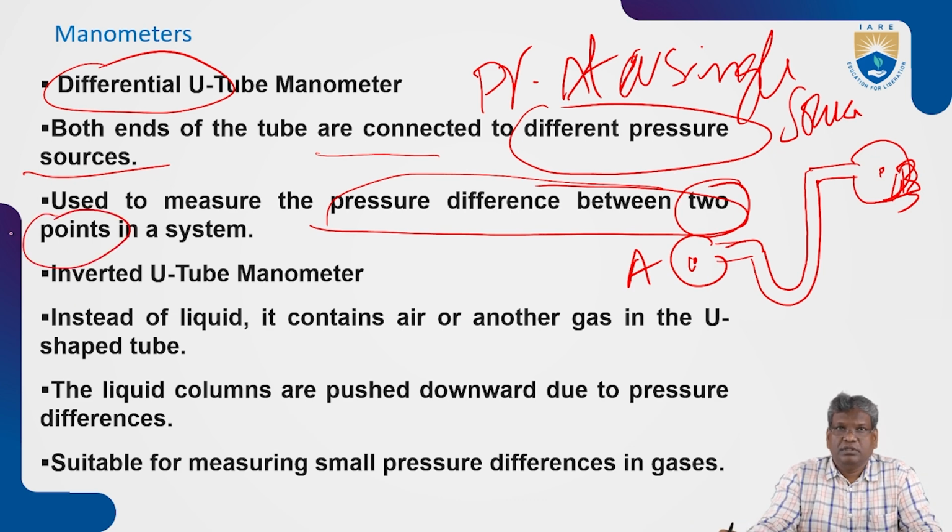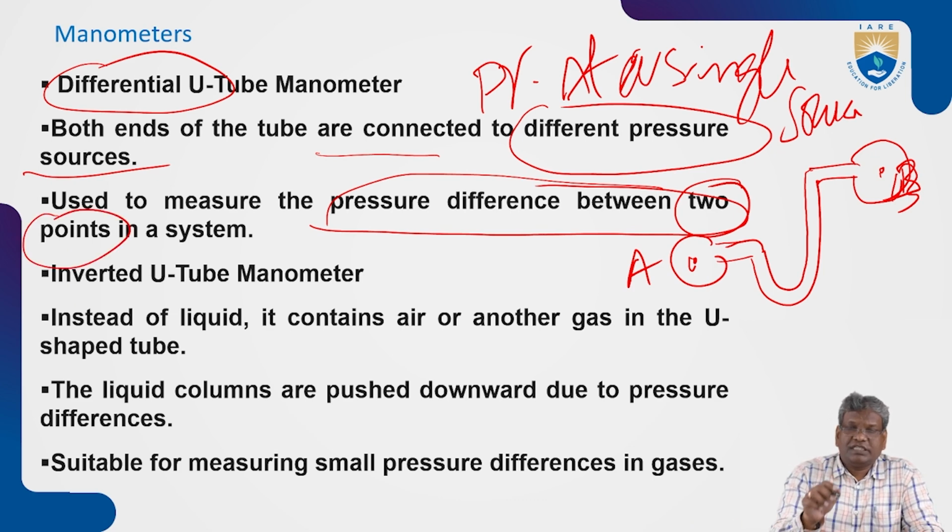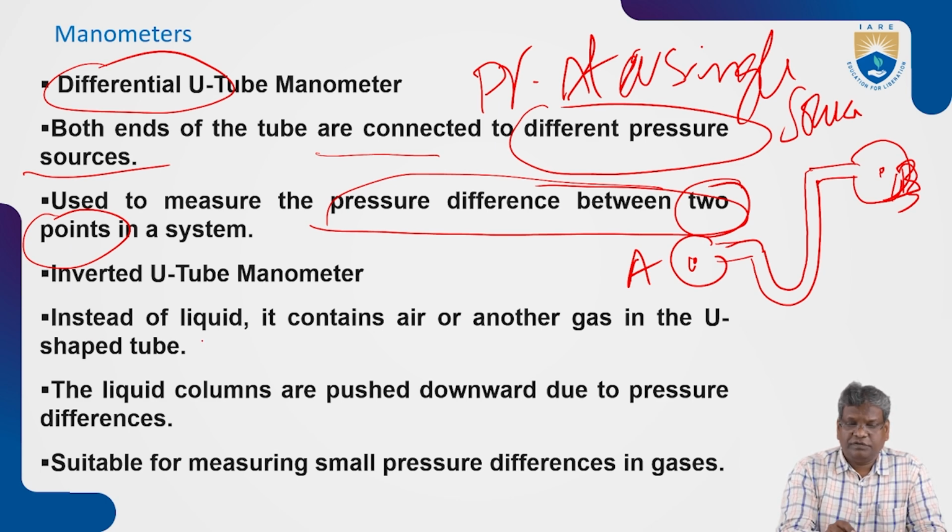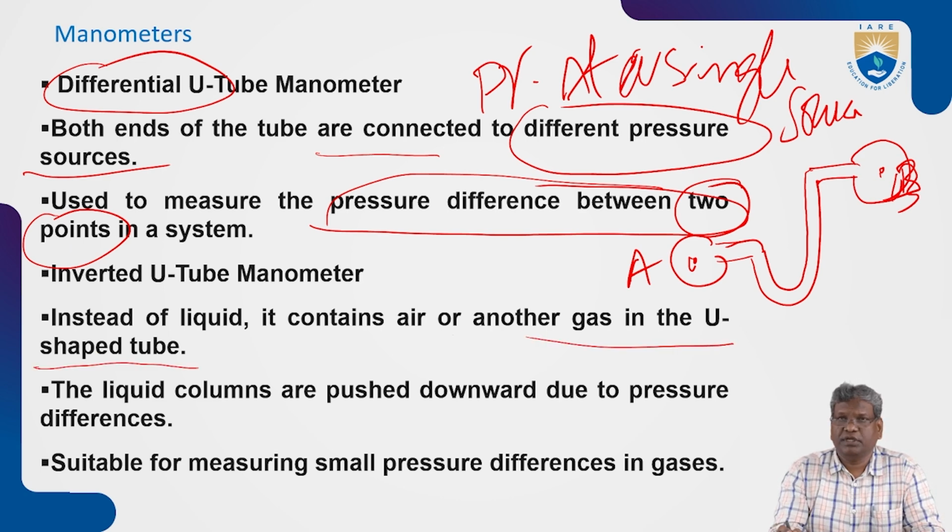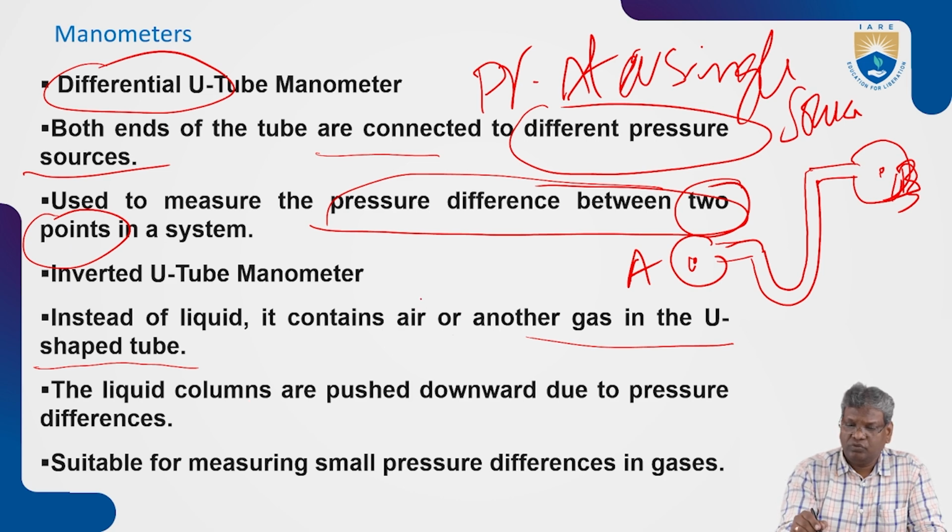Then what is an inverted U-tube manometer? Here, instead of a liquid, the U-tube shape contains air or another gas. Maybe two different immiscible liquids may be in the U-tube. The liquid columns are pushed down because of the pressure differences. So an inverted U-tube is like this.